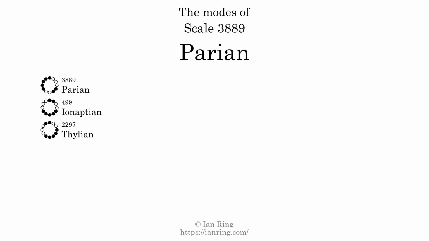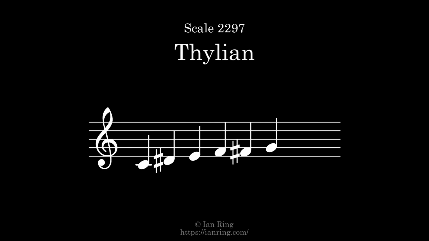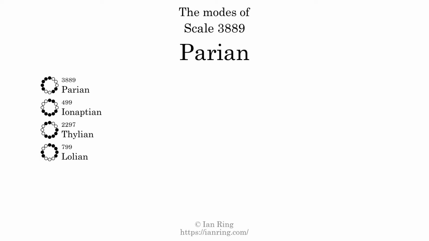The third mode is scale 2297, also known as Parian. It sounds like this. The fourth mode is scale 799, also known as Lolian. It sounds like this.